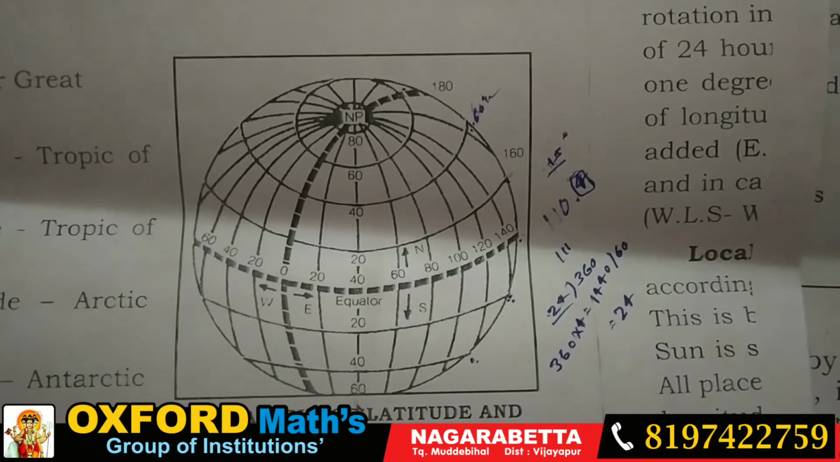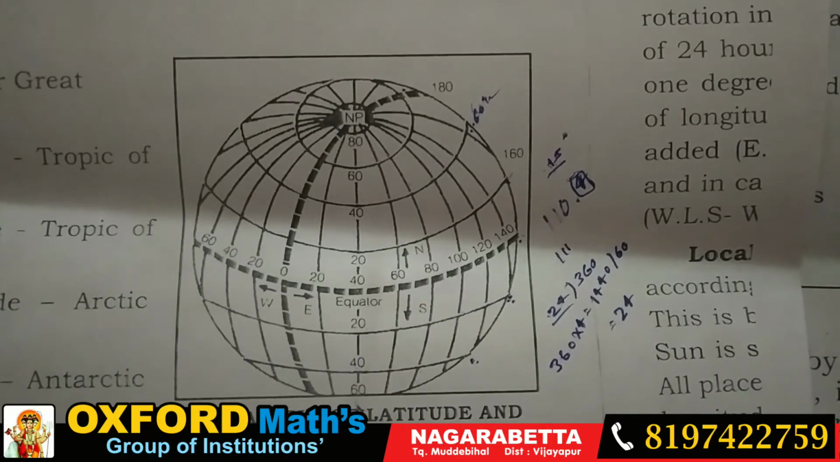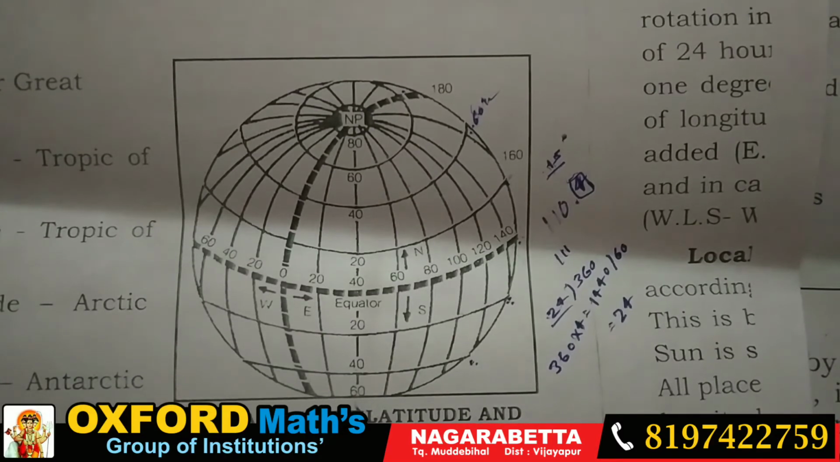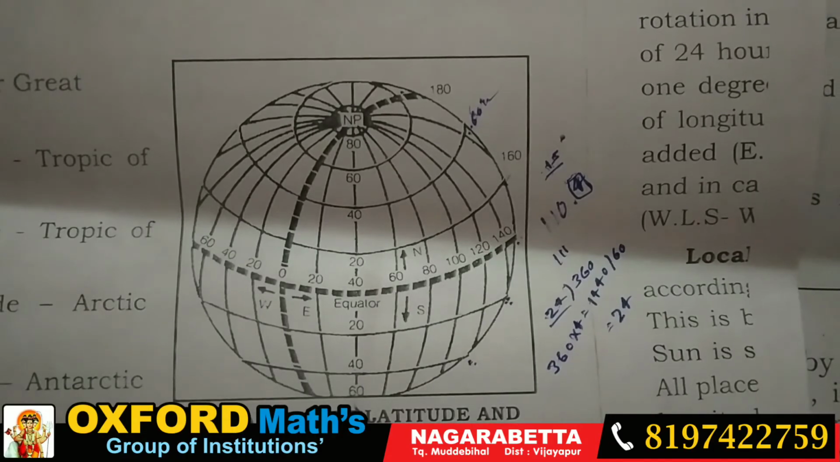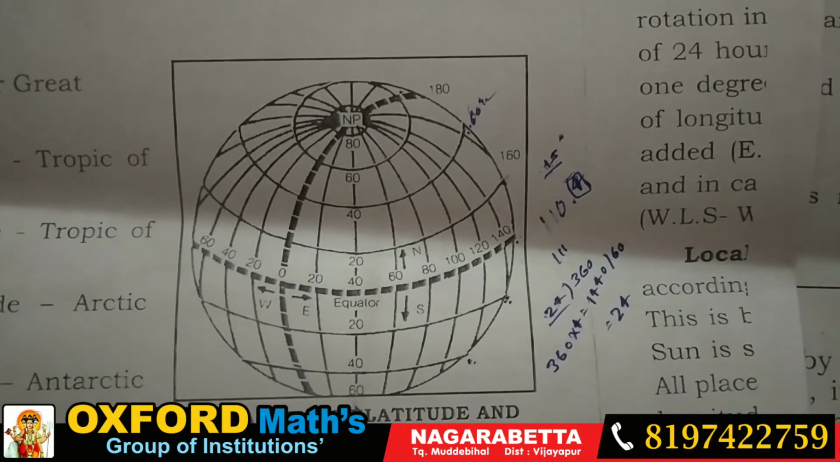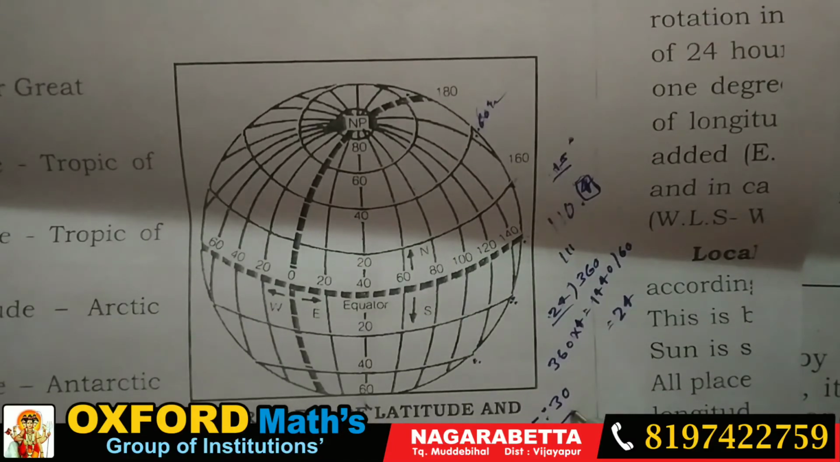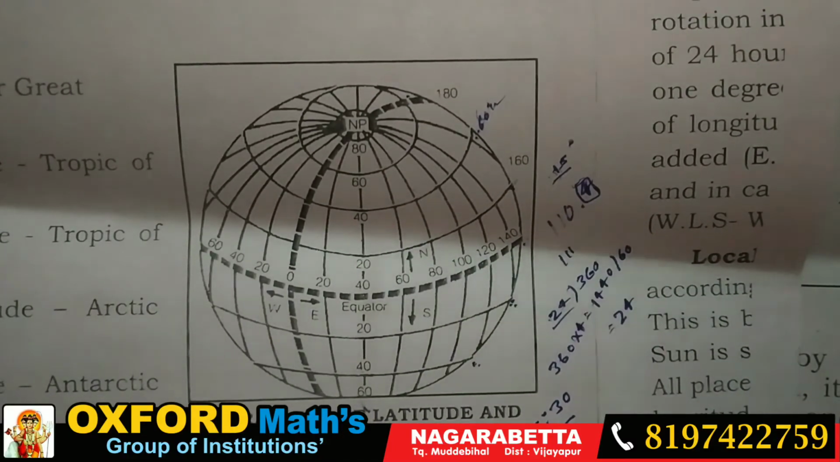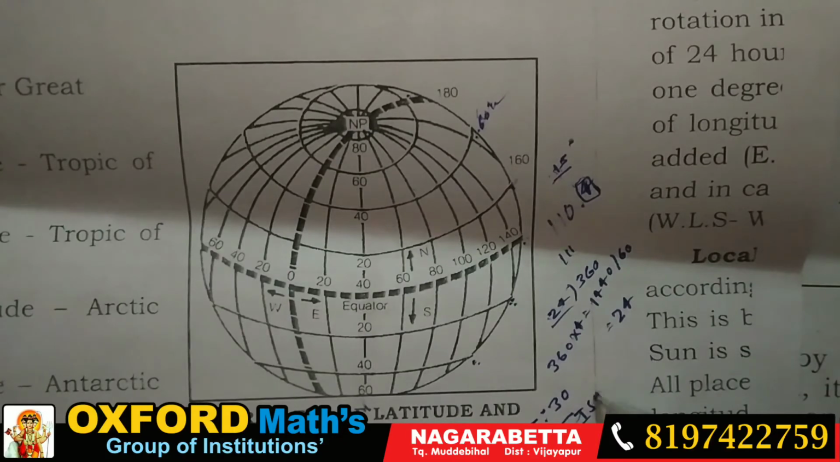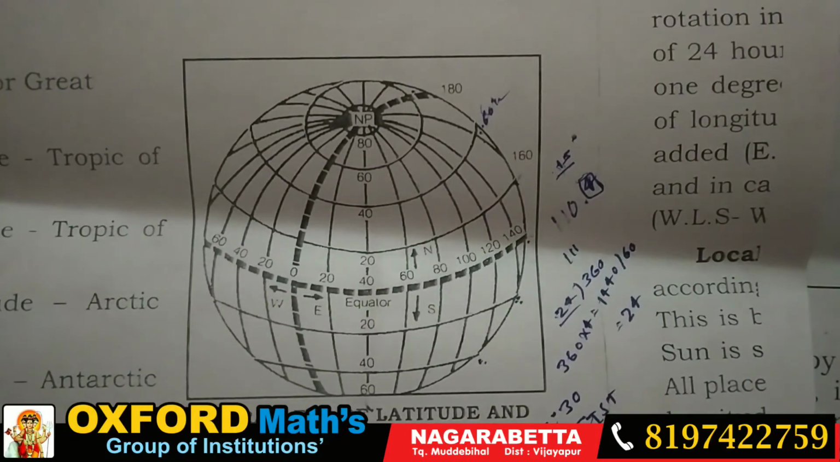If you want to find the timing difference between GMT and IST, when you calculate, it is 4 minutes per degree, from 0 degree up to 82 and a half degrees. What time difference do you get? 5 hours 30 minutes. The difference is 5 hours 30 minutes from GMT to IST. IST means Indian Standard Time.